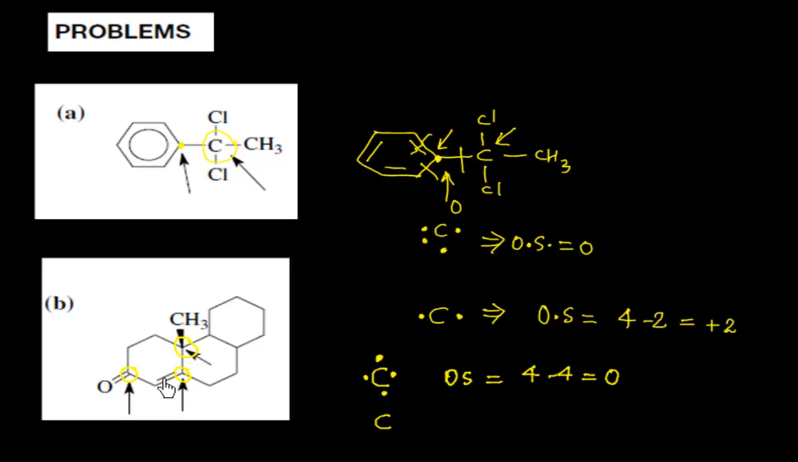Now let us say this carbon. We have carbon attached with a double bond, so 2 electrons. Carbon attached, 1 electron. Carbon attached, 1 electron. So once again oxidation state is 4 minus 4, that is 0. Now for this case, this side we have carbon, so 1 electron. This side we have carbon, 1 electron, but this side we have oxygen, so no electron will come. So in this case oxidation state is 4 minus 2, that is plus 2.